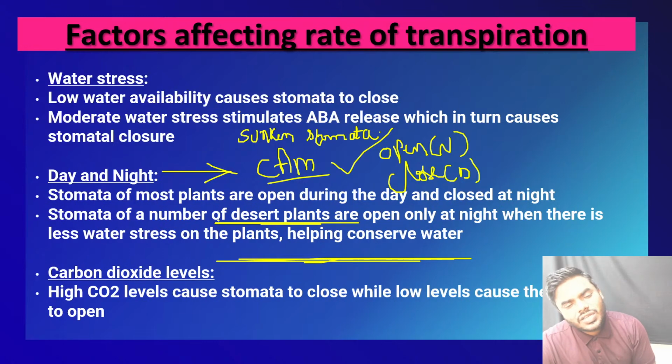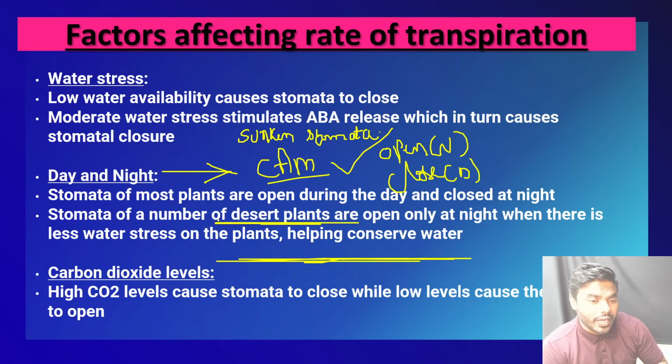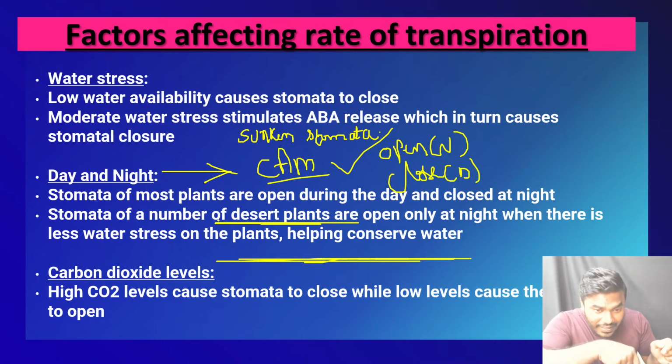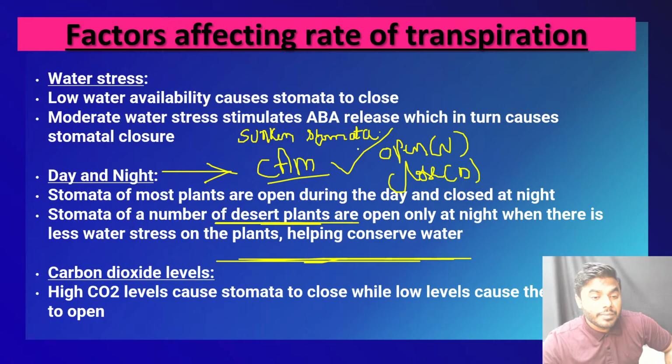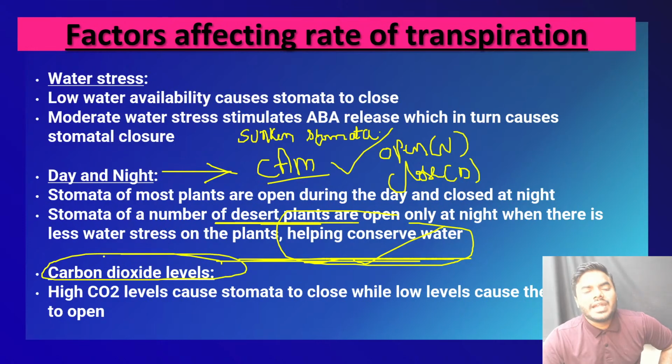What is the temperature in the desert? In the desert, during the daytime, the temperature is very high. But when it comes to the night time, the temperature falls dramatically. It's very cool. As a result, what happened? Daytime, they should not open the stomata. So that's why they open the stomata at night time. They close the stomata during daytime for the purpose of conserving the water. That's a simple point.